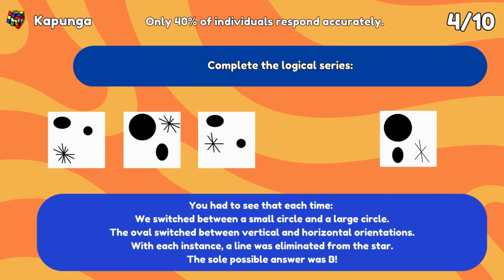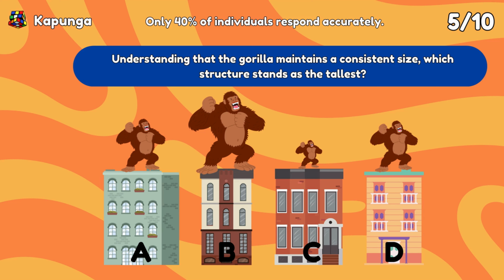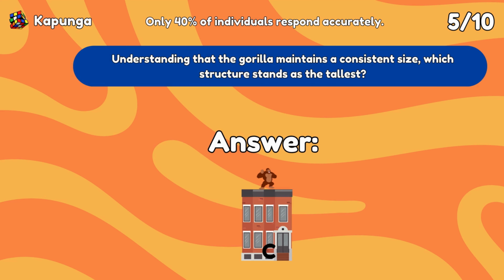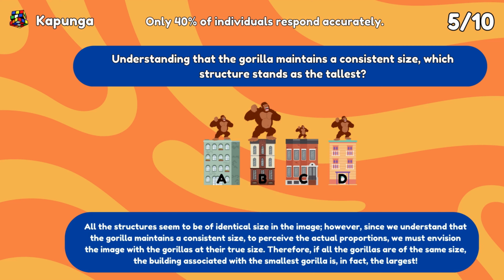Next question. Understanding that the gorilla maintains a consistent size, which structure stands as the tallest? The answer is C. All the structures seem to be of identical size in the image.